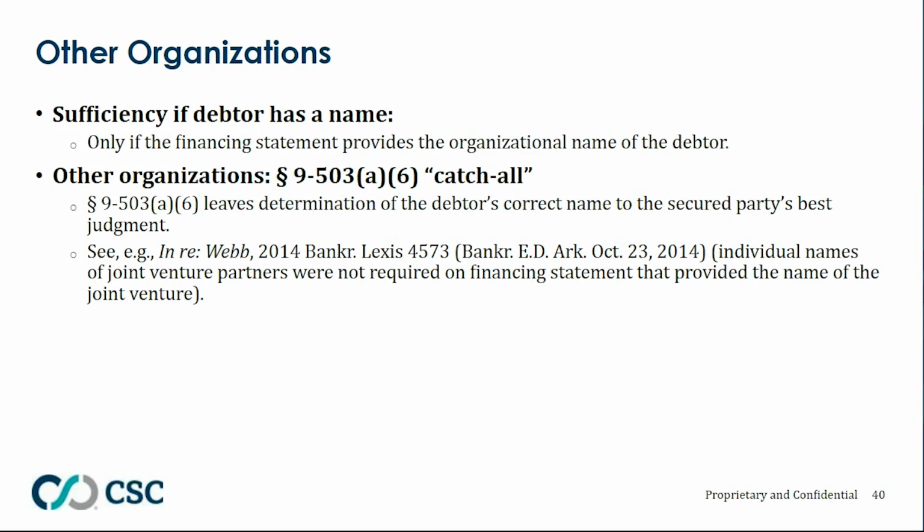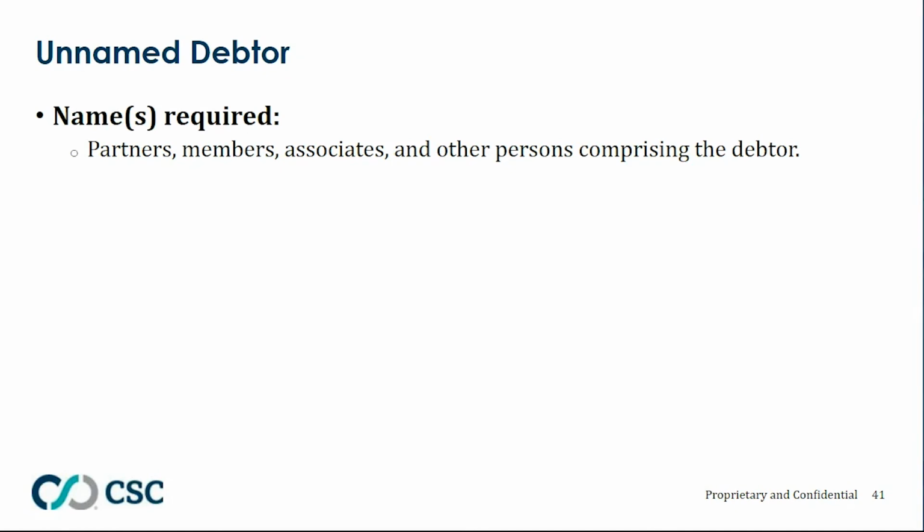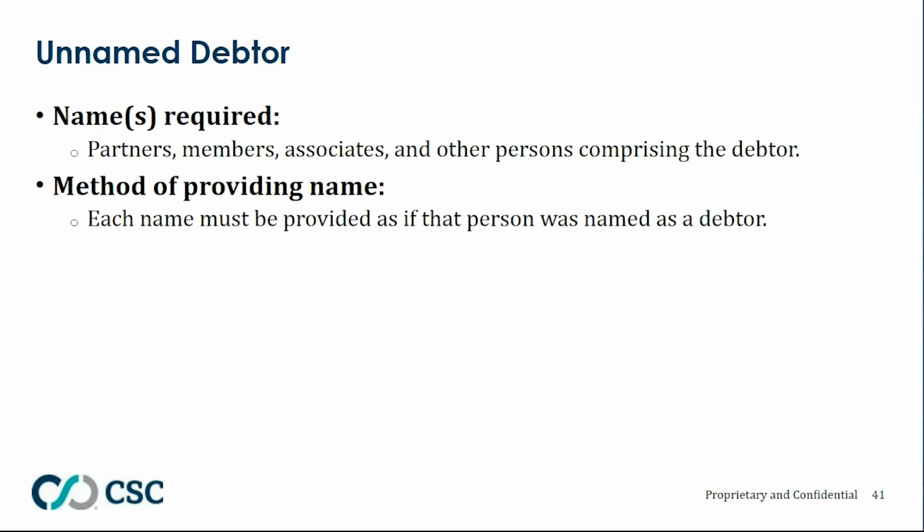So, best practices: conduct thorough due diligence into the organization's name, review all the relevant source documents for the name, and then file whatever name or names could be correct as additional debtors. If the debtor doesn't have a name, then Article 9 requires the name of all the partners, associates, individuals, and organizations that comprise the debtor, each as if they were a debtor in their own right. So if a registered organization is one of the persons comprising the debtor, it would have to be the name on the public organic record.